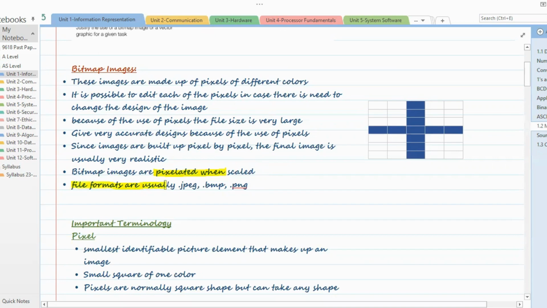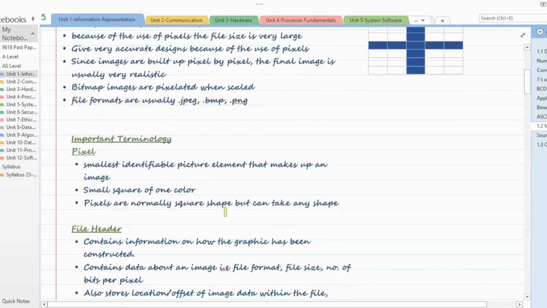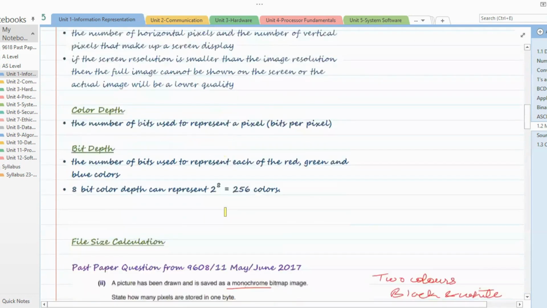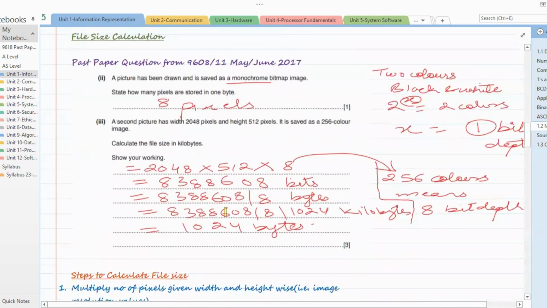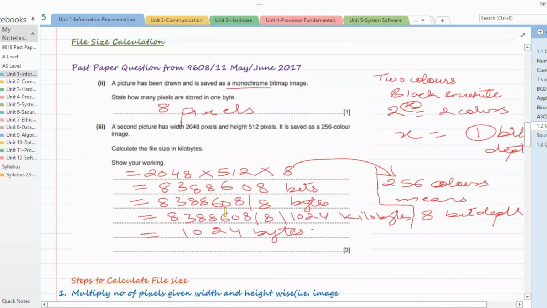File formats basically used for bitmap images are JPG, BMP, PNG. Okay, so that's all about bitmap images. Now, file size calculation. In your exam papers, you get questions to calculate file size, right? So let's understand this topic with the help of a past paper question.